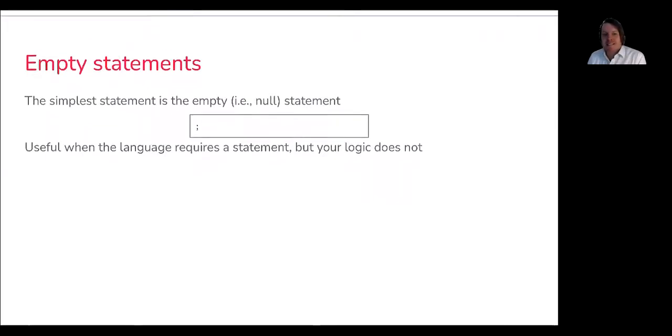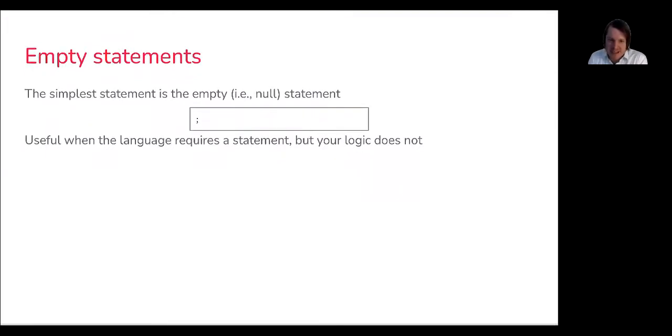Now, the simplest sentence that we can write in C++ is the empty statement. It's literally just a semicolon. This is going to be useful when the language requires a statement, but your logic does not. And if I remember to, I'll give an example of this when we introduce the for statements, and how this can be useful to leave empty a component of the for statement's header.